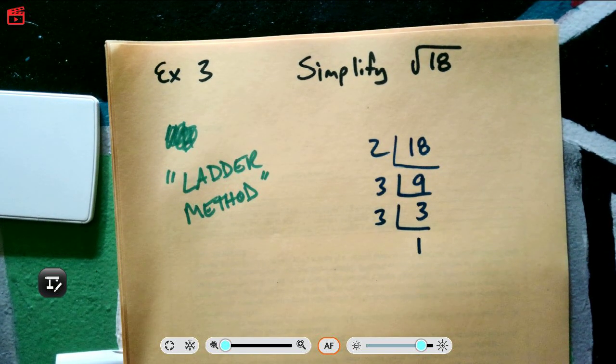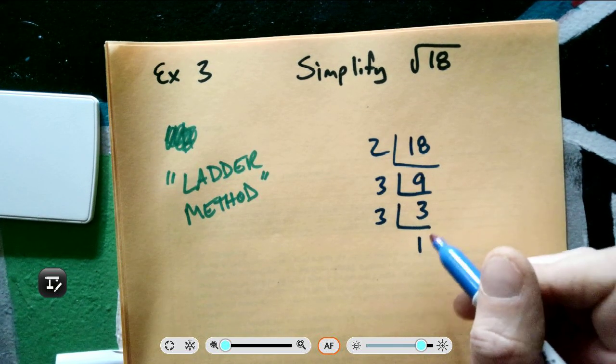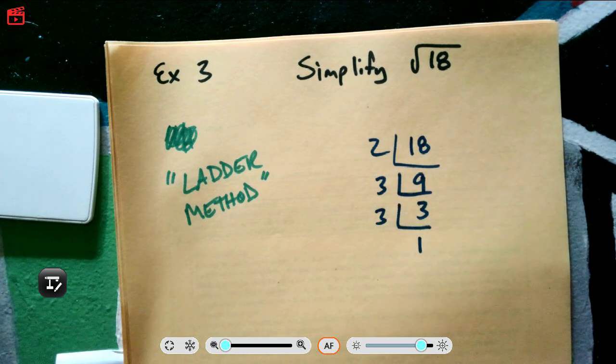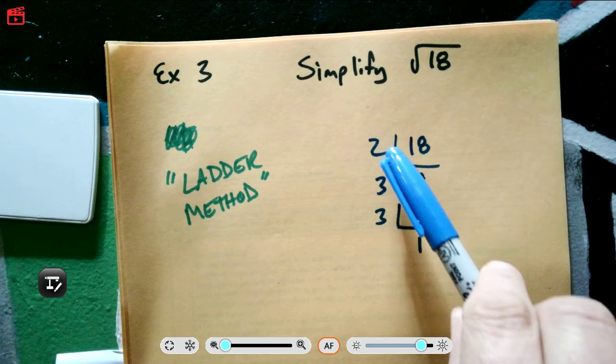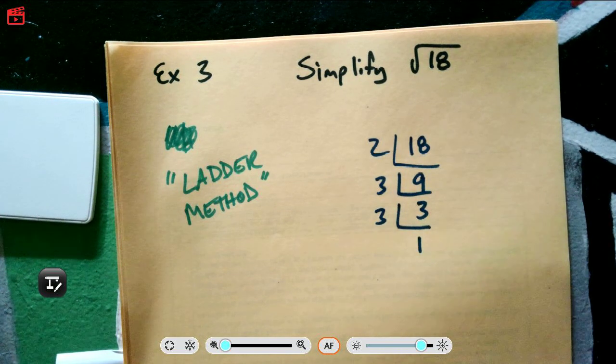You want to keep on reducing your radicand using this ladder method until you get to a 1 down here. You've got to get to a 1. So now I've got all my factors of 18. 2 times 3 times 3 gives me 18.